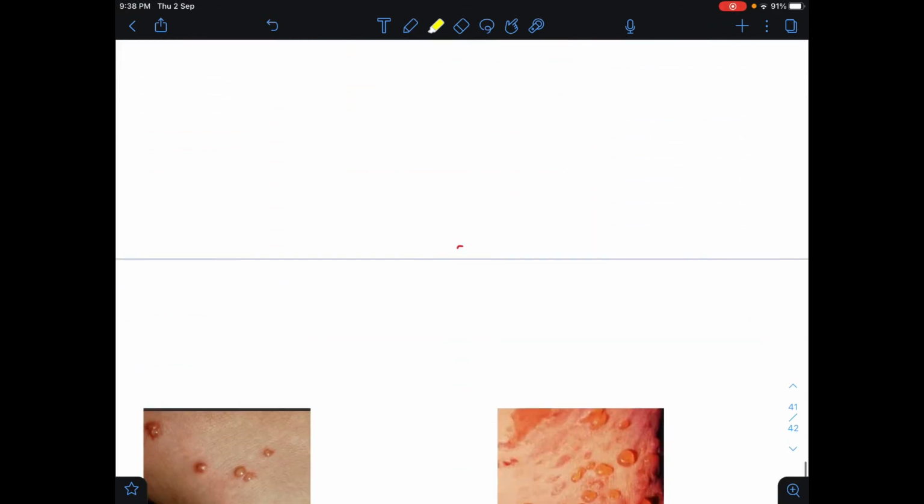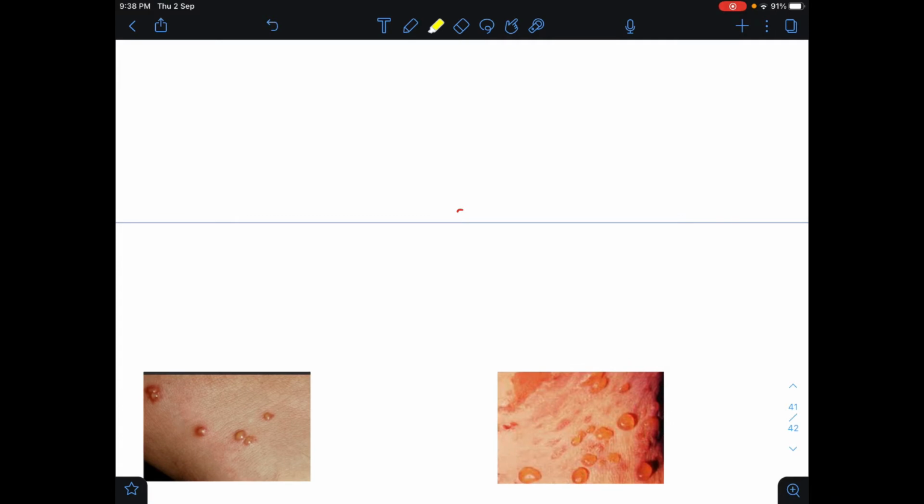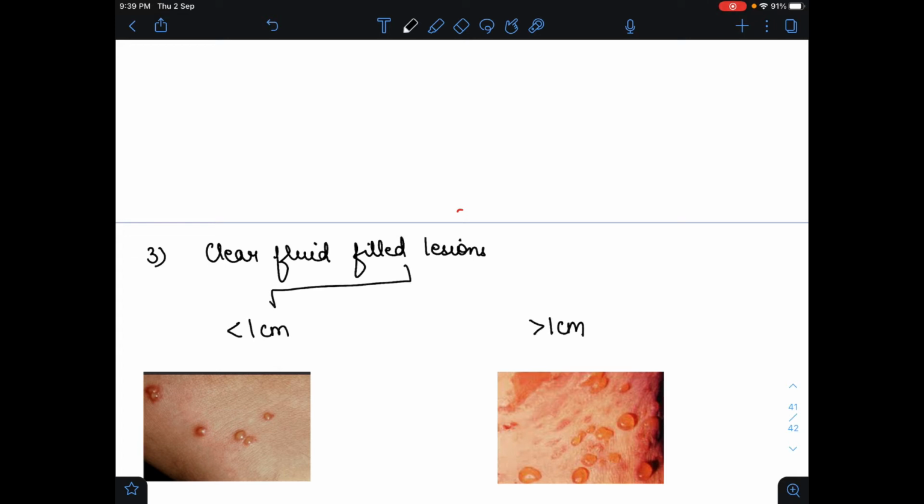Now next we move to the third type. The third type is the clear fluid filled lesions, meaning the lesion is filled with clear fluid. In this we have less than 1 centimeter and more than 1 centimeter. Less than 1 centimeter is known as vesicle, while more than 1 centimeter is known as bulla.